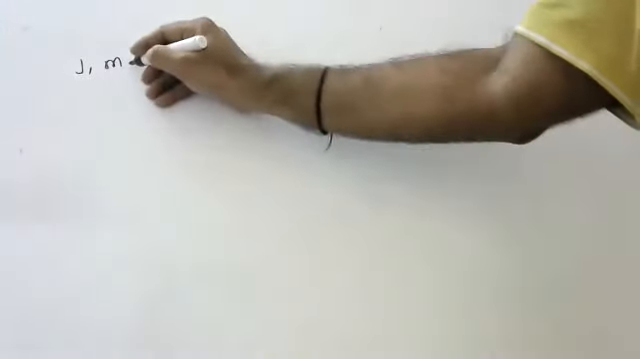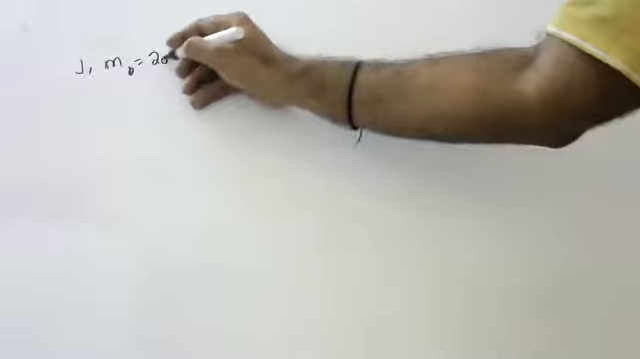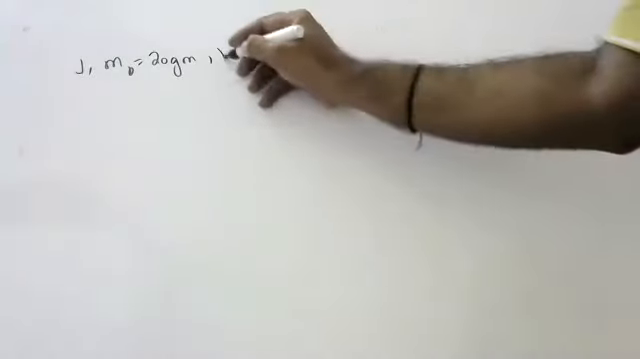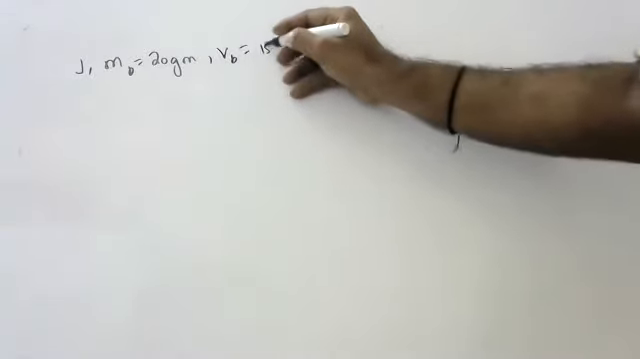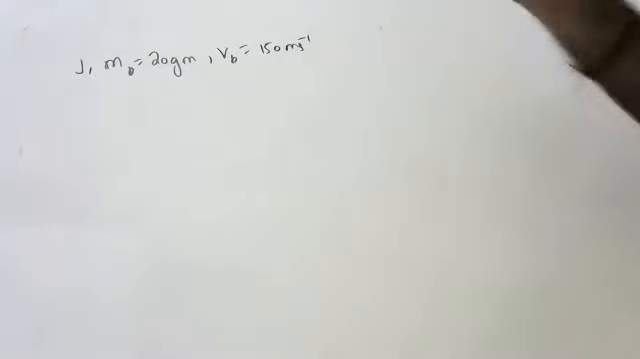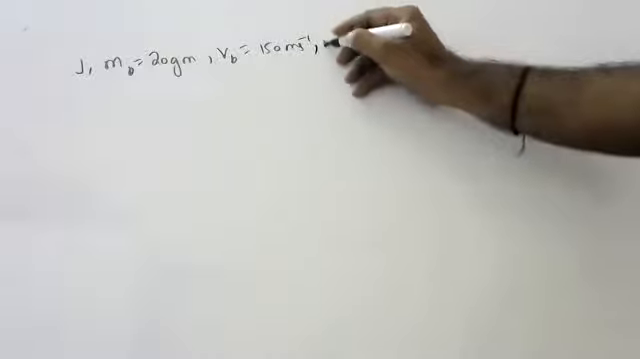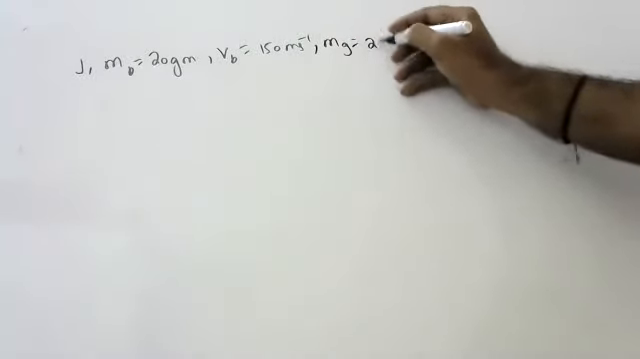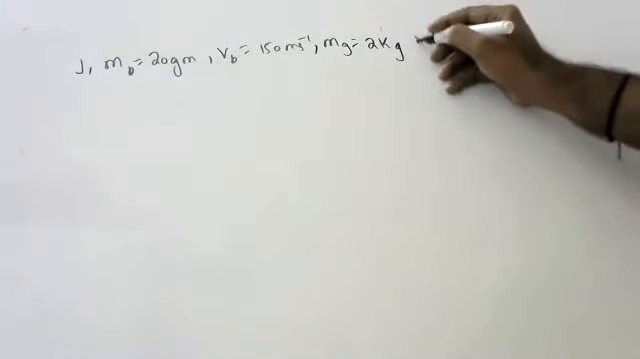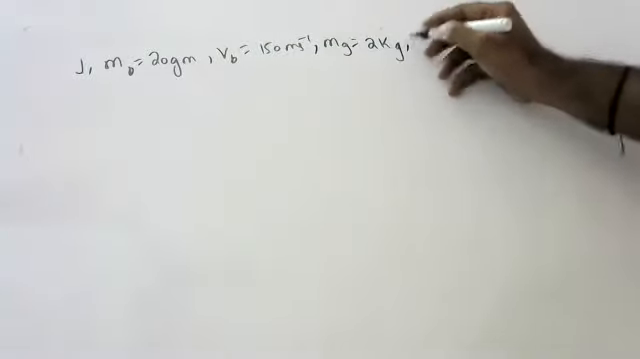Children, mass of bullet is 20 grams. And the bullet is fired with a velocity of 150 meters per second from a pistol or a gun of mass 2 kg. What is the velocity of recoil of the gun? Now what I told you, again I say, see here.